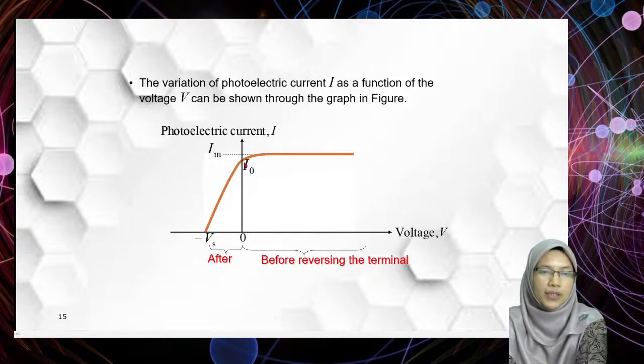And after we reverse the terminals of the power supply, the photoelectric current will decrease until 0. And at this time, we call it the stopping voltage.